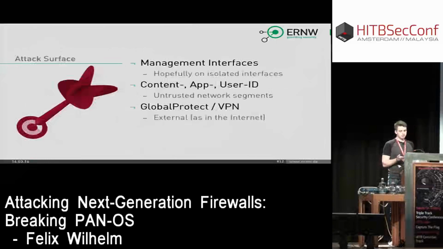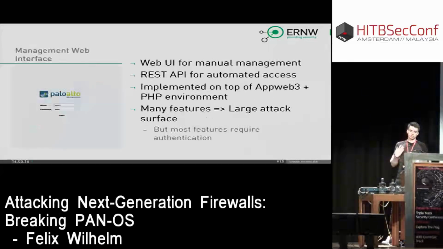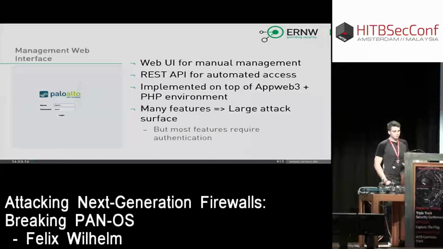So when we're looking at the attack surface, I already mentioned that, we have the management interfaces, hopefully on isolated interfaces. We have the content app user ID features, which might be reachable from untrusted network segments. And then we have the global protect, which in many cases is reachable from the internet. So we will walk through that from top to bottom. Let's look at the management web interface.